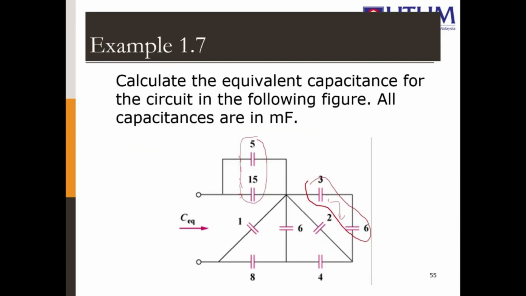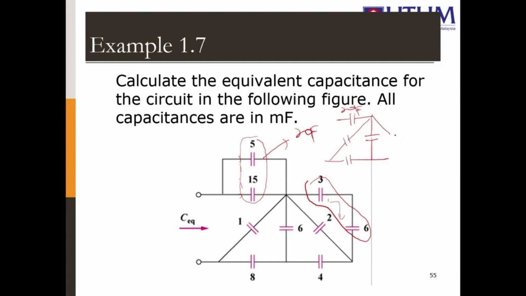So the first step you do is take this one, 5 and 15. This is going to give you 20 farad. Alright, and then we simplify the circuit into this one. Okay, you will need a few steps before you can solve the circuit. Right, and this one should have another one over there.